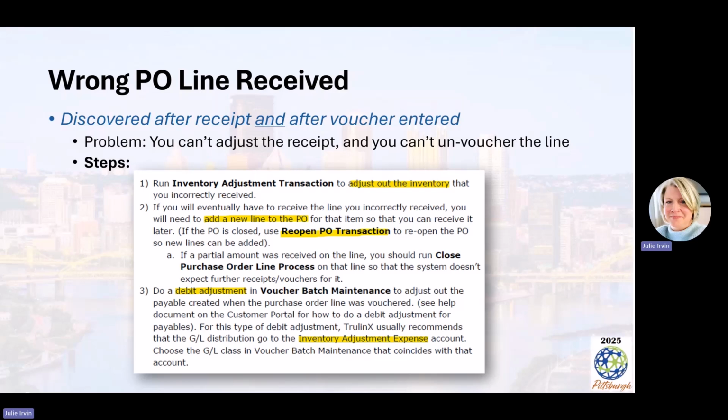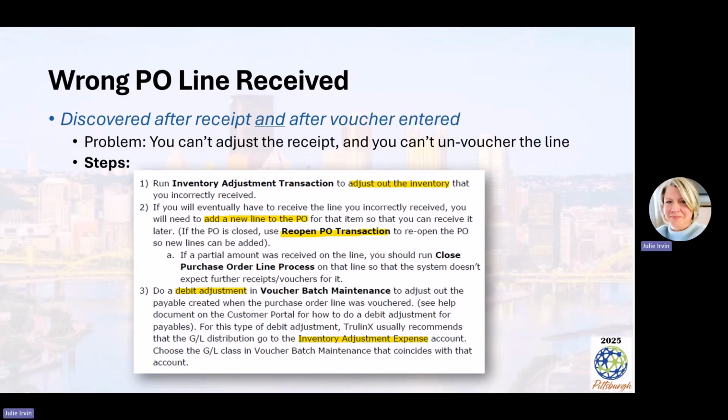Discovering it after receipt and after the voucher is entered is a little more complicated because we have to fix a lot more areas to get us back to baseline. First, we have to adjust out the inventory quantity we wrongfully received, and we're going to do that in inventory adjustment transactions. Then we're going to go back to the PO and add a new line for the line that you incorrectly received, because we've adjusted it back in and we're going to need to receive that later. That's because it can't be unreceived, so a new line has to be used to receive against later.